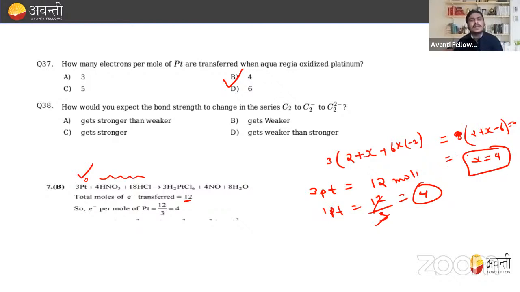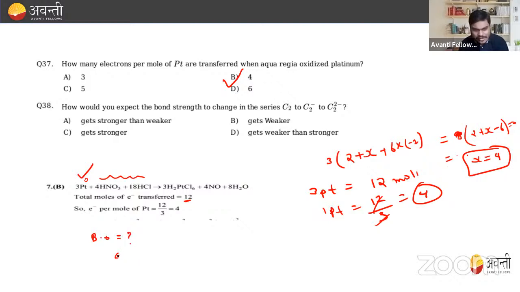How would you expect the bond strength to change in the series when we move from C2 to C2 negative and C2 negative to C2 negative? I shared one trick with you when we were discussing MOT, that is chemical bonding. I'm discussing one trick with you all. What is the trick? How to calculate the bond order. We can calculate bond order by using a simple formula.